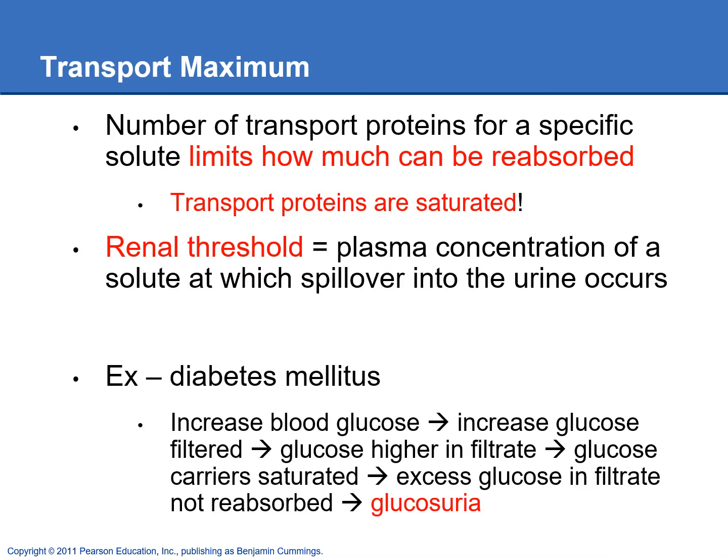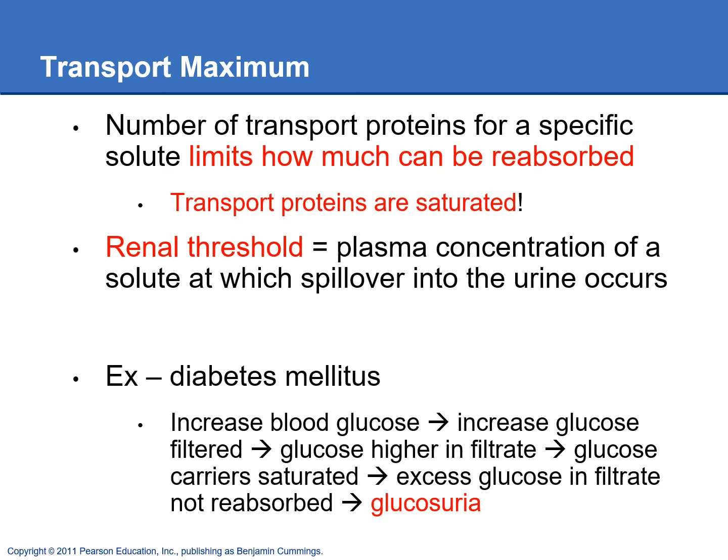With the reabsorption of hydrophilic substances, transport proteins are used. And remember that transport proteins can become saturated. So you reach a point where you can't reabsorb any more of that solute. This is called the renal threshold. The renal threshold is just the plasma concentration of a solute at which spillover into the urine occurs, which means you can't reabsorb any more of that solute and it remains in the urine.